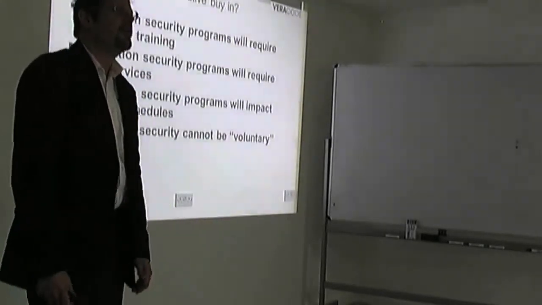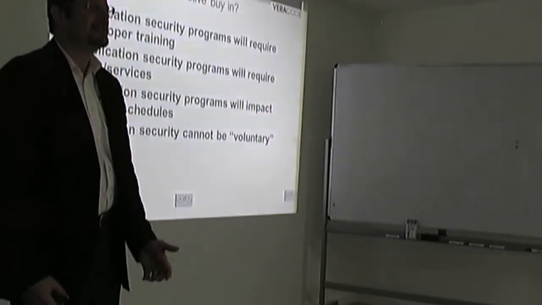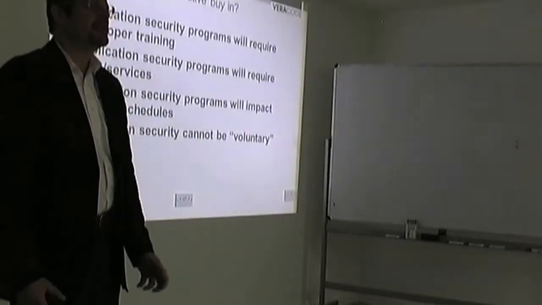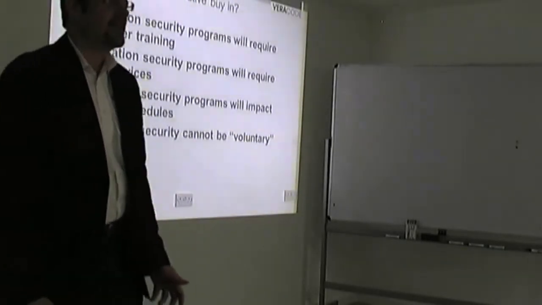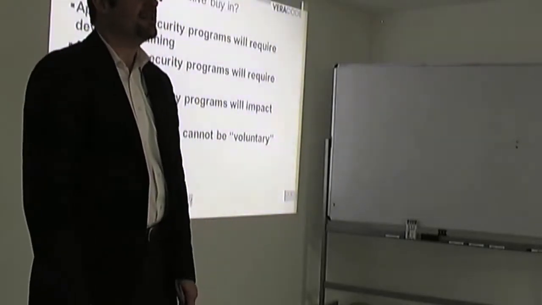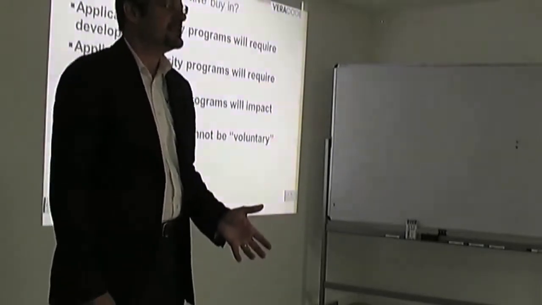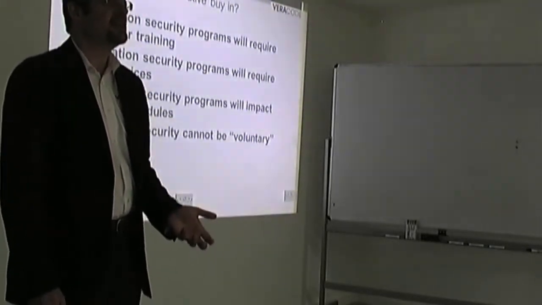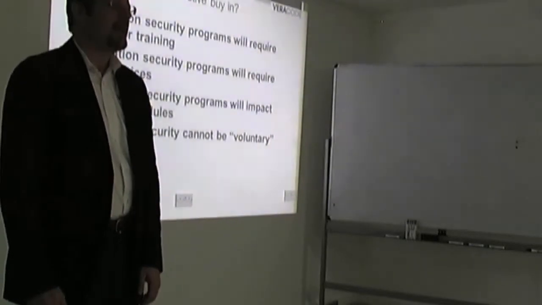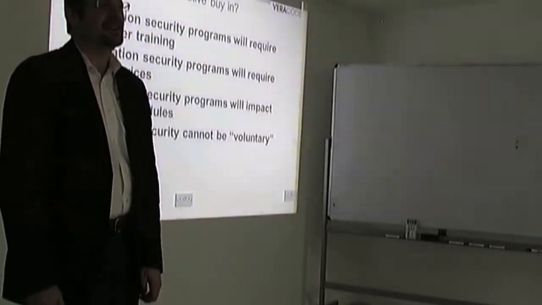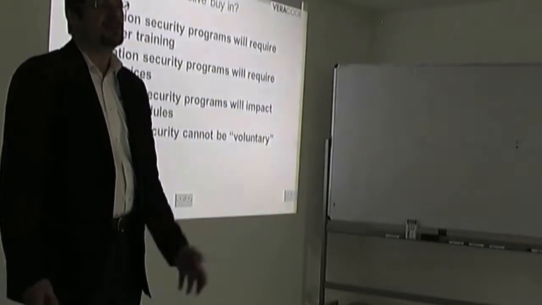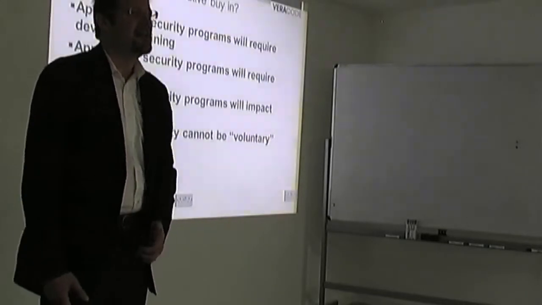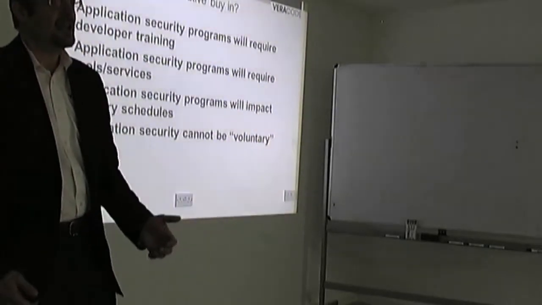So why do we need executive buy-in? Because to do application security, we typically need resources, we need tools, we need training, and also it's going to have an impact on the business. It's probably going to, at least in the beginning, change development schedules. We don't want it to be voluntary, right? We don't want some development teams to say, we're going to do secure code, and other ones say, it doesn't really matter to us. If it matters to the business, it can't be voluntary.